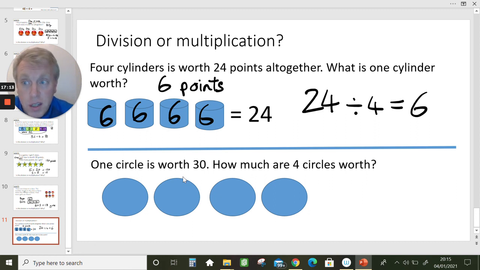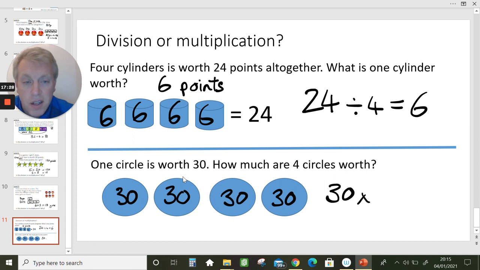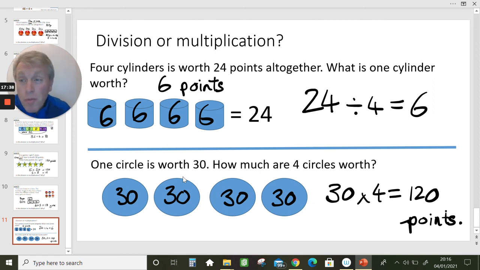1 circle is worth 30. How much are 4 circles? So 1 circle is worth 30. Well, the next circle is worth another 30, another 30, and another 30. 30 times 4. Whoa, 120 points. So, I hope that has been a bit of revising for multiplication and division.